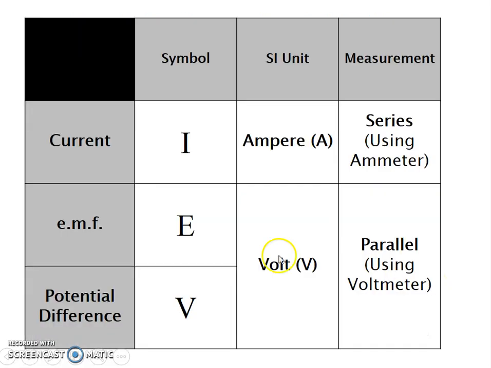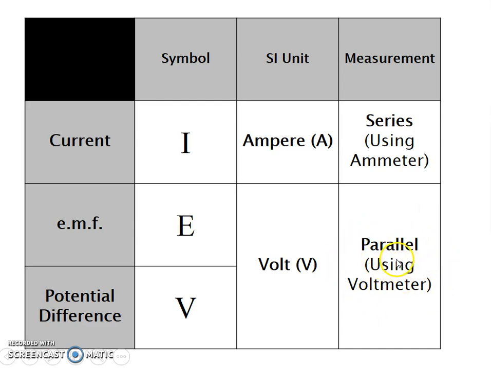All right. So in short, this is what we've learned in today's video. Current, EMF, potential difference. The symbol for current is I, for EMF is E, and for potential difference is V. Current is simply how fast the charges move, and its SI unit is A, the ampere, whereas EMF and potential difference are measured in the volt, known as V.